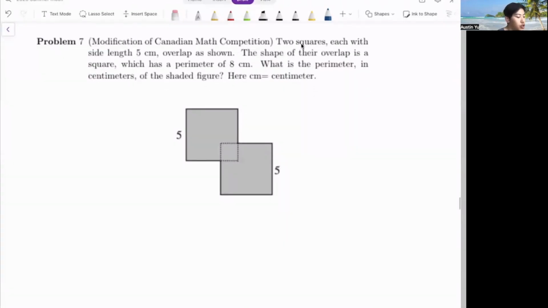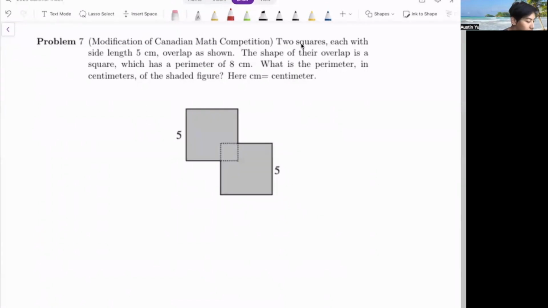Problem 7. Two squares, each with side length 5 centimeters, overlap as shown. The shape of their overlap is a square, which has a perimeter of 8 centimeters. What is the perimeter in centimeters of the shaded figure? So here, the side length is 5 centimeters, as we already know. The shape of their overlap is a square, which has a perimeter of 8 centimeters.